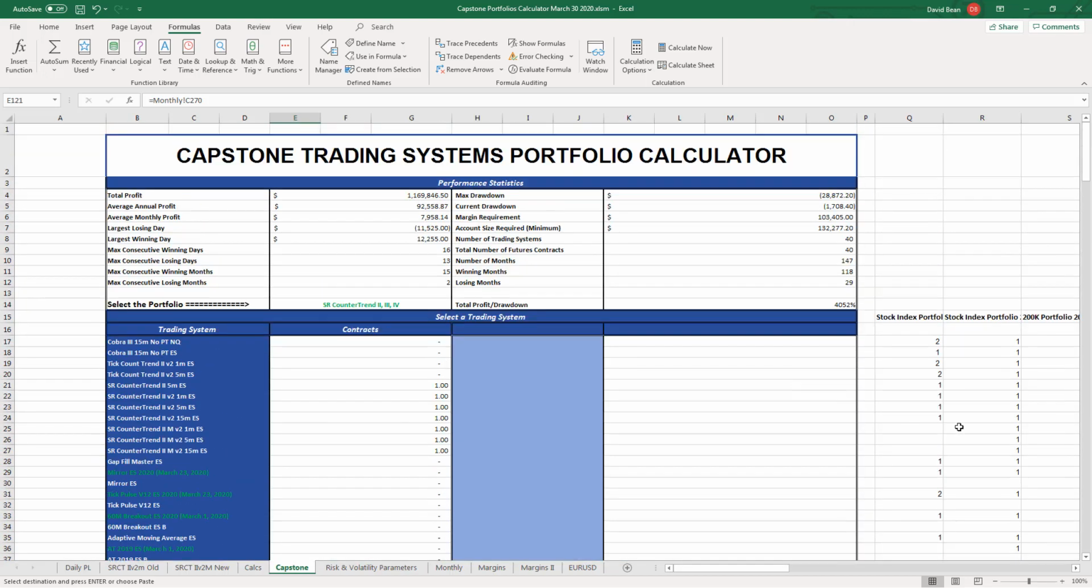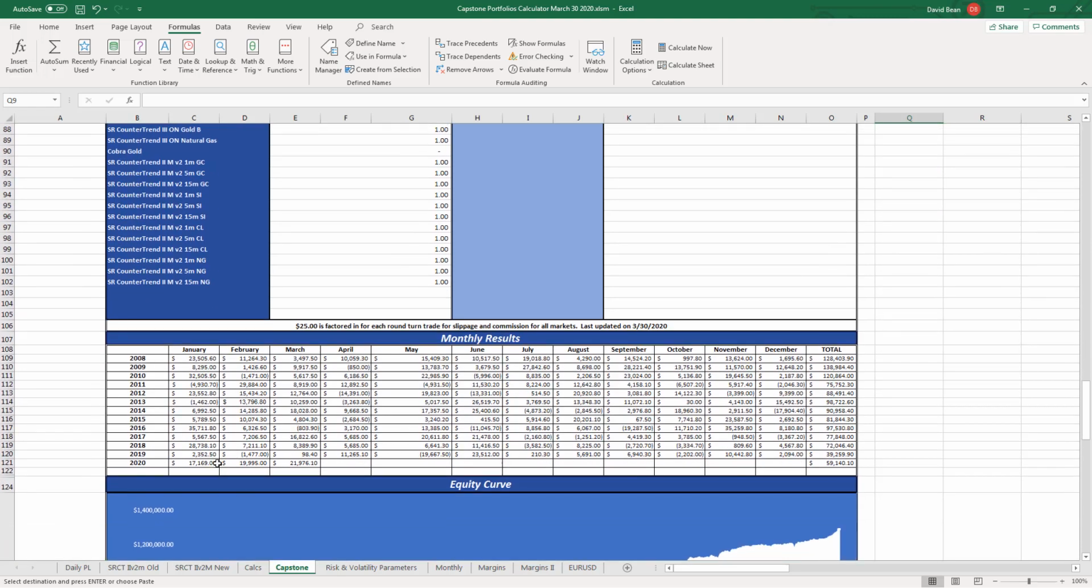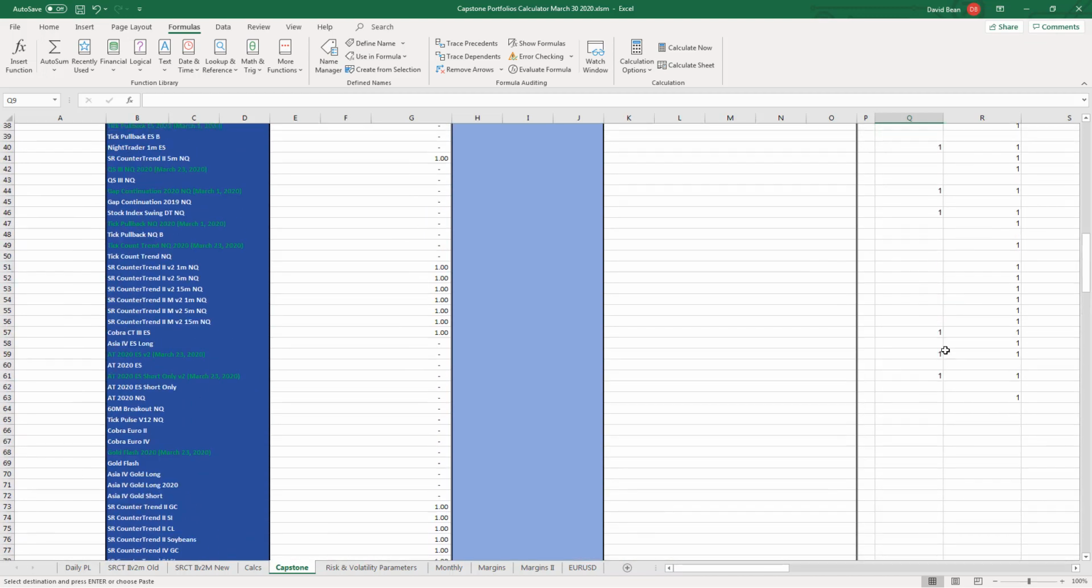When the other portfolios perform, this one could underperform. And so it is a good portfolio to trade. And you see the results here. 21K in March is kind of really averaging out the other months. Really consistent so far this year, and a portfolio to look at.